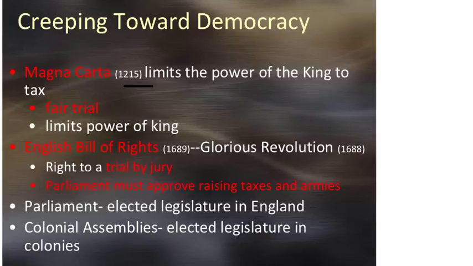And so these protected rights are becoming more enshrined in British society, or English society. And Parliament, just to be clear, is an elected legislature in England. In other words, they make the laws, they represent the people. Now, early on, it was very few people that were actually getting any kind of representation. And the same idea with the colonial assemblies. Colonial assemblies are simply elected legislatures in the colony. So very similar to Parliament. Some key differences, but a lot of similarities as well.